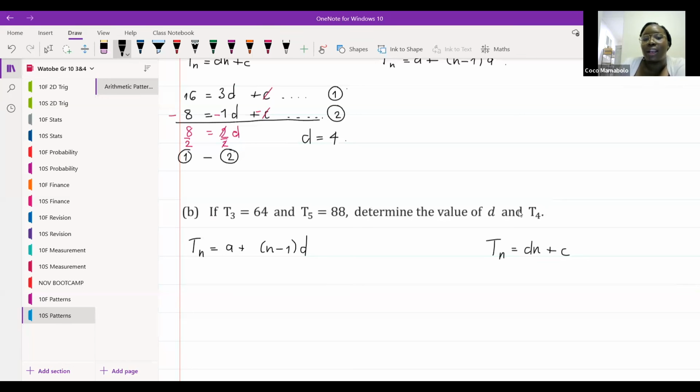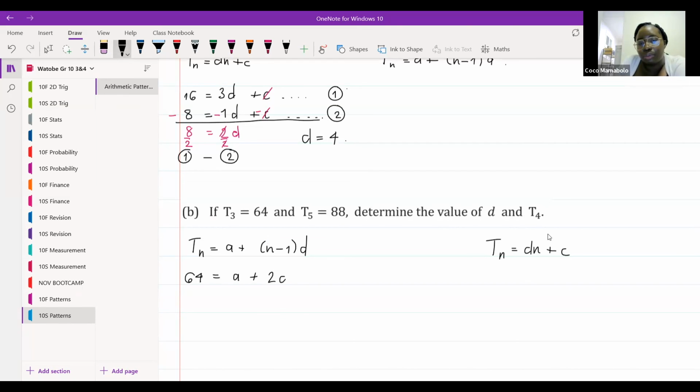So I'm going to end up with 64 is equal to, I don't know what A is, so I'm just going to go A plus, my n then becomes 3. So I'm going to get 3 minus 1. Are we all in agreement? 3 minus 1 is 2. Give me a thumbs up or a yes in the chat if you understand why ma'am is about to take away this 3 minus 1 and write 2. Because if my sequence in here says 3, I'm going to get 3 minus 1, and that's going to give me 2. So instead of writing 3 minus 1 times D, I'm just going to write 2D.